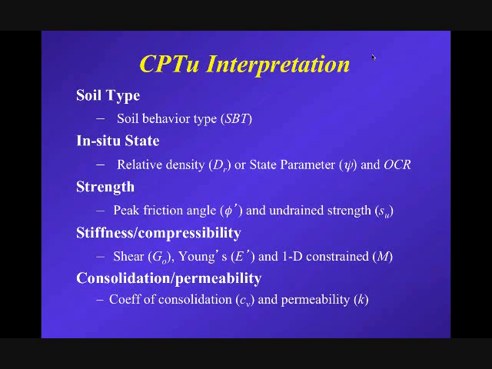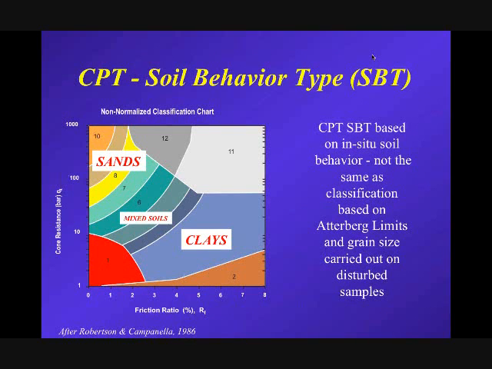When it comes to interpretation, there's a wide range of interpretation available. The most common, of course, is to identify soil type, and we'll talk briefly about that. The state of the soil, either relative density or state parameter for sands, or stress history, OCR, for clays. Strength parameter, peak friction angle in sands, or the undrained strength in clays. The stiffness or compressibility, either Young's modulus, shear modulus, or one-dimensional constrained modulus for compressibility, and then also consolidation and permeability parameters, the coefficient of consolidation or the hydraulic conductivity or permeability.